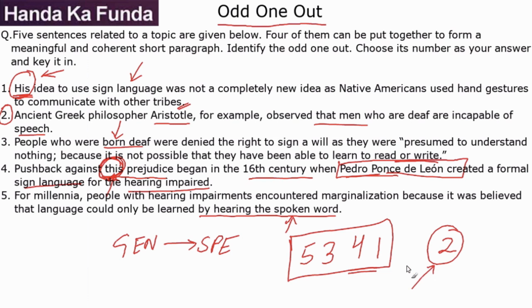Hope you learned how to solve odd one out questions from this video. We will have more videos on this topic to follow.